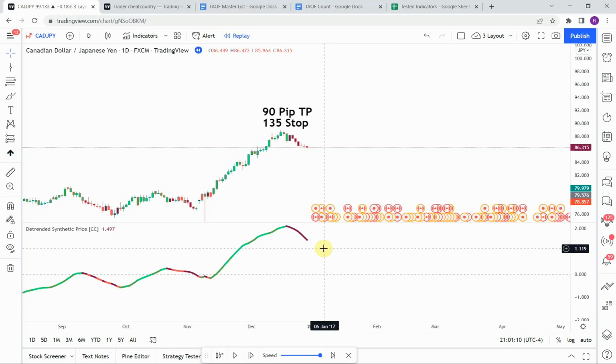Today we will be testing the Detrended synthetic price indicator.